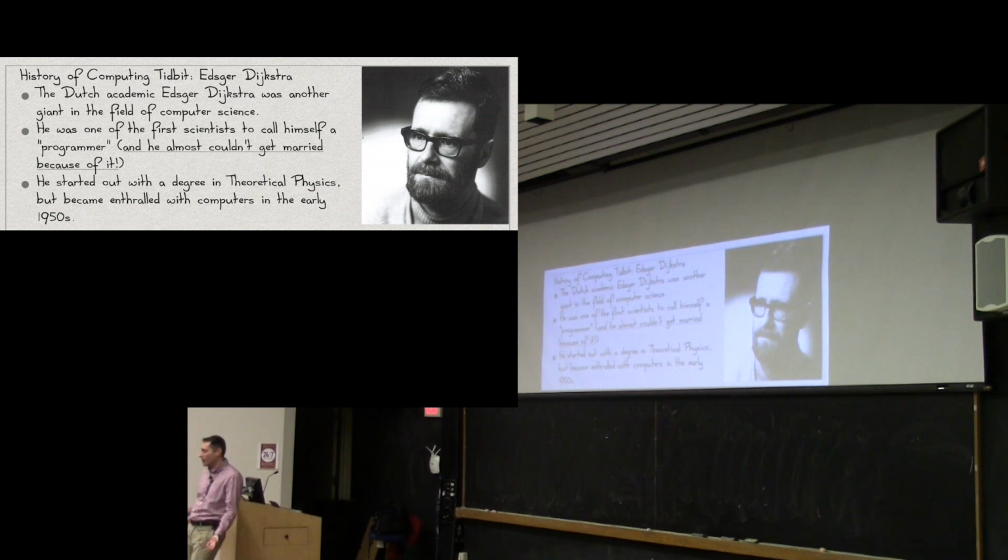Okay, we've talked about a few already. We've talked about Dennis Ritchie. We talked about Donald Knuth. We talked about Grace Hopper. We've talked about some of the big names in computer science. This is another one. All right. Ada Lovelace, that sort of thing. So he was one of the first scientists to call himself a programmer.